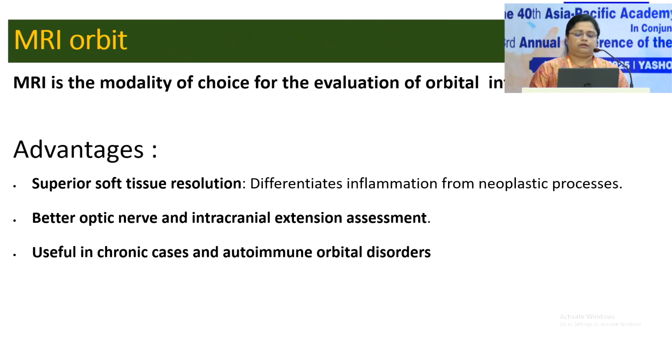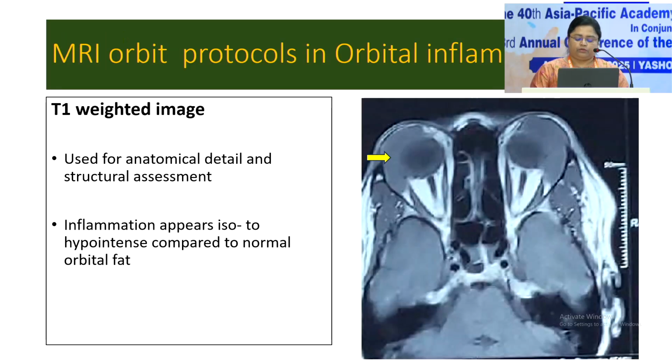Next comes to the orbital MRI. It is the modality of choice in evaluation of orbital inflammation because it gives us superior soft tissue resolution which differentiates the inflammation from the neoplastic disease. It gives a better optic nerve and intracranial assessment, useful in chronic cases and autoimmune diseases. But first, we have to know the protocol.